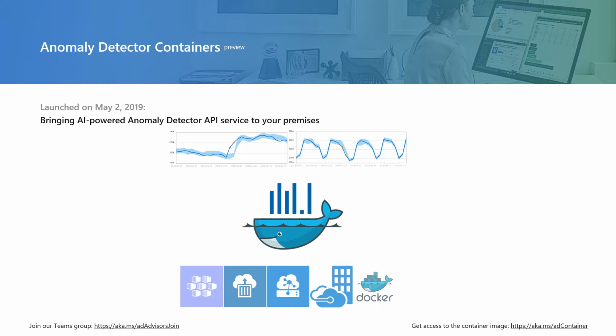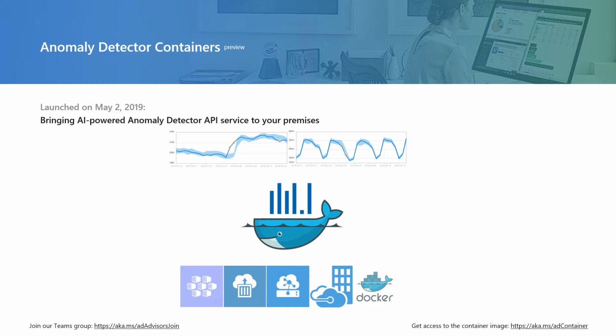Anomaly Detector containers is basically the same service, the same APIs with the same flavor of the cloud service, the hosted cloud service that you can run in your container infrastructure. Got it. And those container infrastructure could be Kubernetes. So you can start with Kubernetes on the cloud. That's AKS service, Azure Kubernetes service.